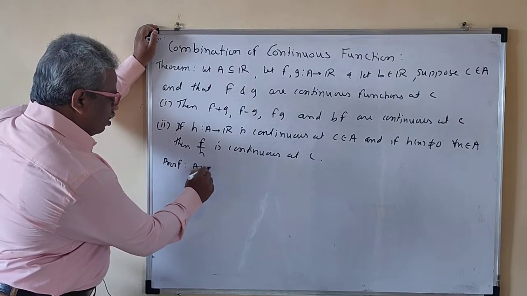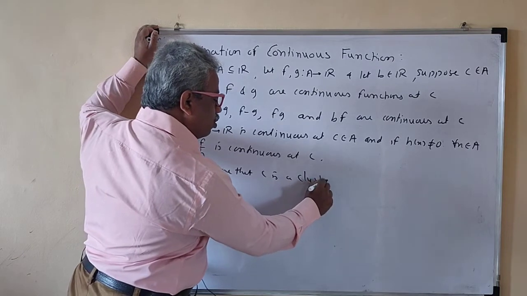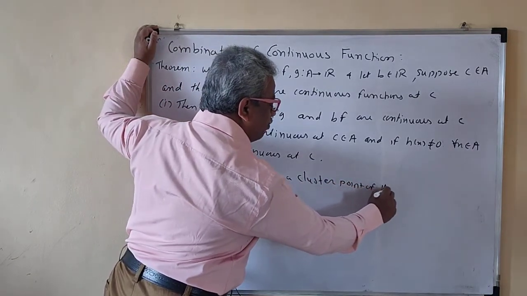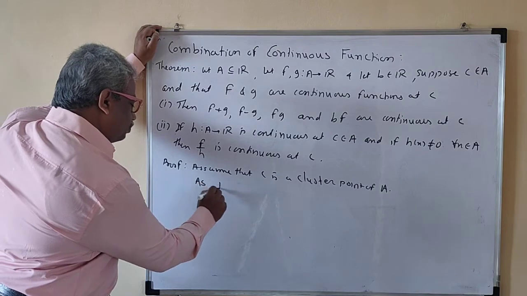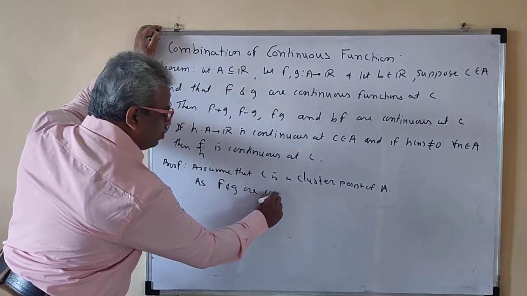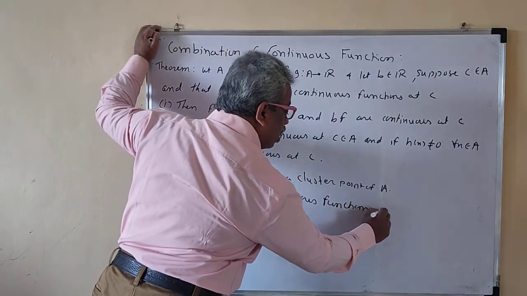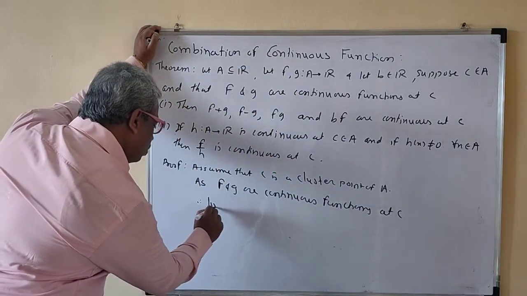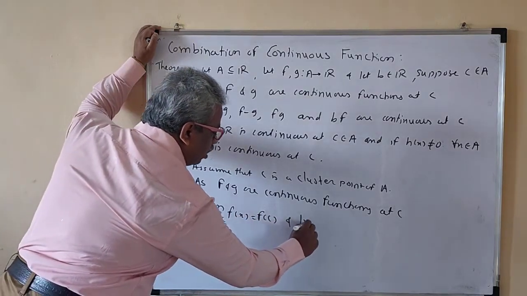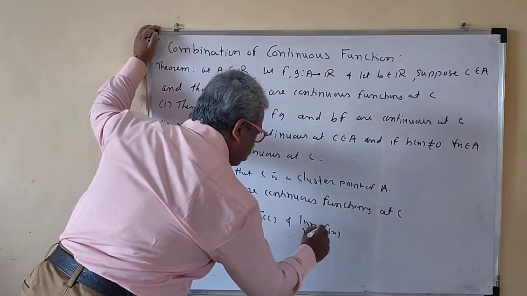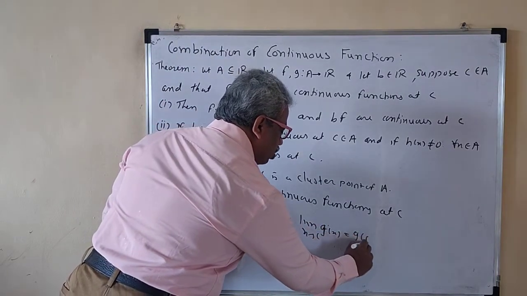Proof. Assume that c is a cluster point of A. Since f and g are continuous functions at c, therefore limit x tends to c of f of x is equal to f of c, and limit x tends to c of g of x is equal to g of c.